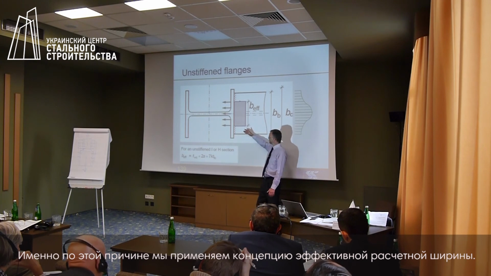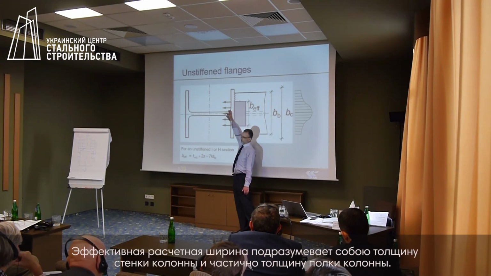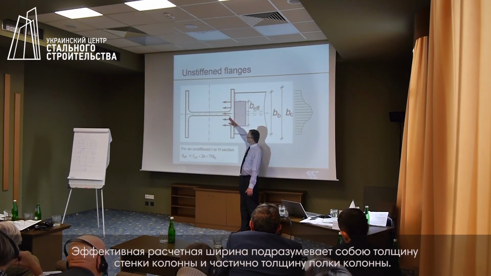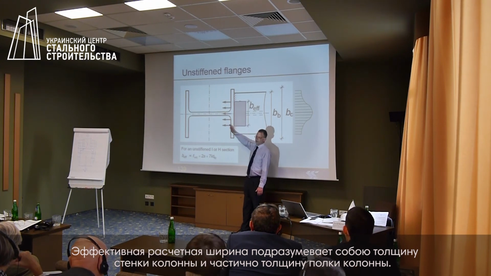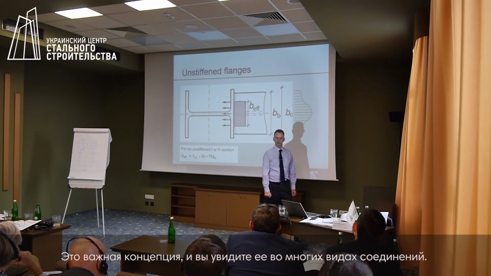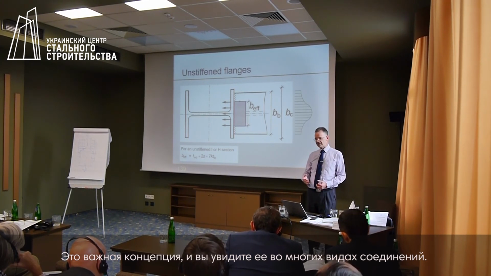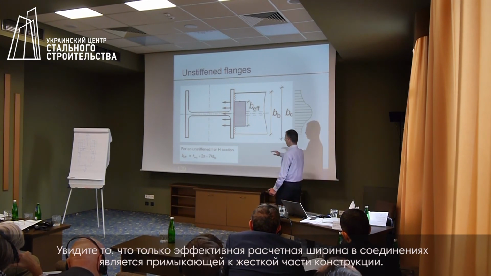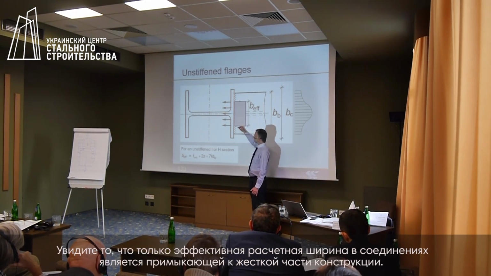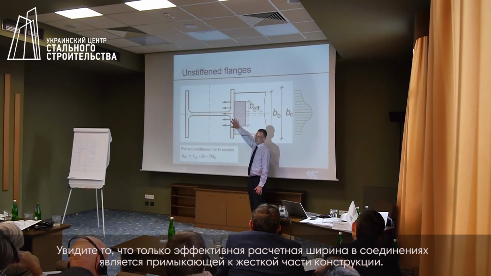And the effective breadth is something to do with the thickness of the web, something to do with dispersion through the thickness of the flange. And that's an important concept, and you will find that in very many connections, the only effective part is the part of the connection adjacent to the stiff area.